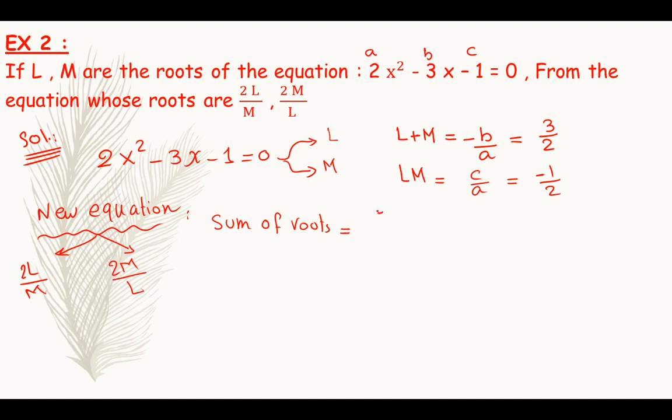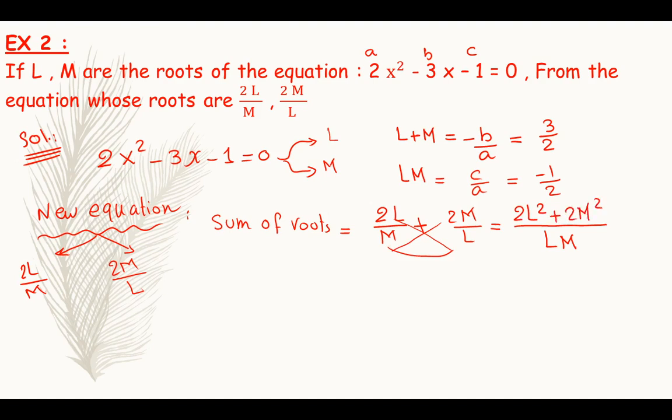So we are going to add the two roots together. So it will be 2L over M plus 2M over L. How can we add these two fractions with different denominators? We multiply the denominators first, M times L, so it will be LM. And we cross multiply: 2L times L equals 2L squared, and 2M times M equals 2M squared.